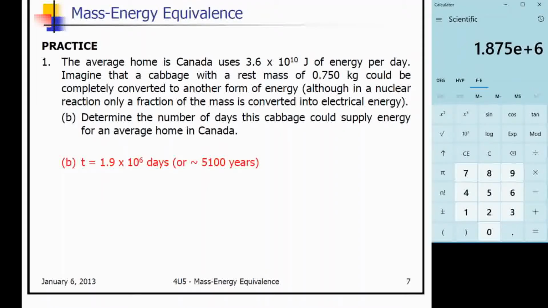We're left with 1.9 times 10 to the power of 6. That's days. So let's turn that into years. So divide that by 365. We have 5.1 thousand years. So that cabbage can power a home, one home, for 5 millennia.